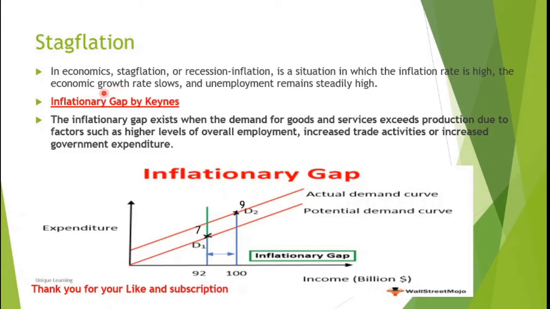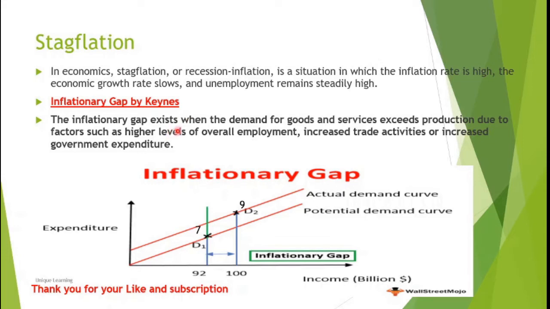Economic growth is slow. This happens very rarely, because if the inflation rate is high, economic growth is normally high, but in stagflation it remains slow, and the unemployment rate remains steadily high. So this is the worst situation for any country. Next point is the inflationary gap, which was explained by Keynes.